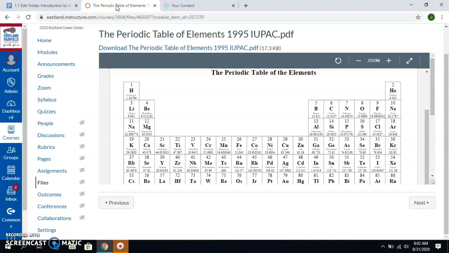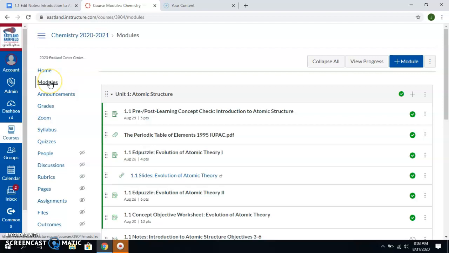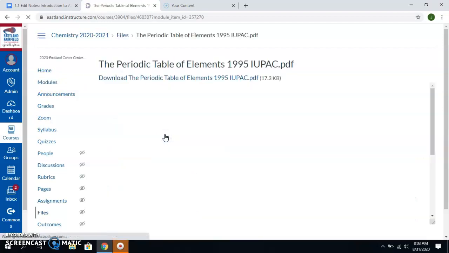Before we get started, I want to make sure that you guys have a copy of the periodic table of elements. This is loaded up under modules in Canvas, so let me just scroll and show you where this is at. If you go to your Canvas page and click on modules, it's the second one down right there.